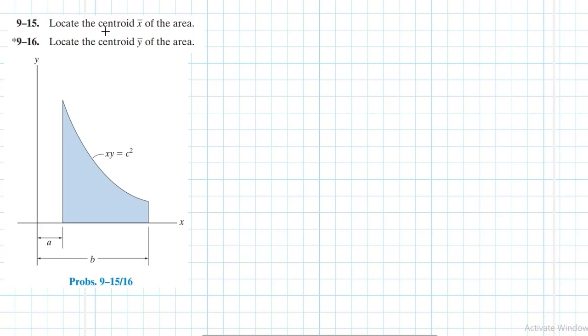And the problem reads: locate the centroid x bar and y bar of the area. All right. So this time around, we are dealing with two centroids, in the x direction and in the y direction. This problem is coming from the Engineering Mechanics Statics textbook, 13th edition by R.C. Hibbeler. We are dealing with centroid.